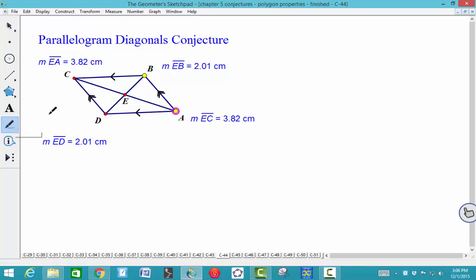And if you want, you can use the marker tool and show that this segment equals that segment. If you click it twice, it'll have two markings, and that segment equals that.